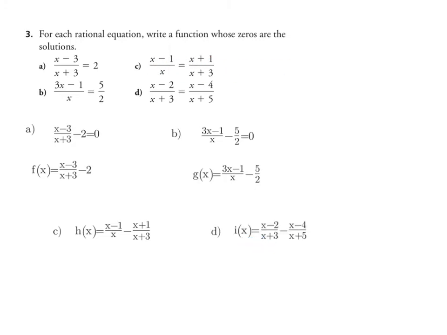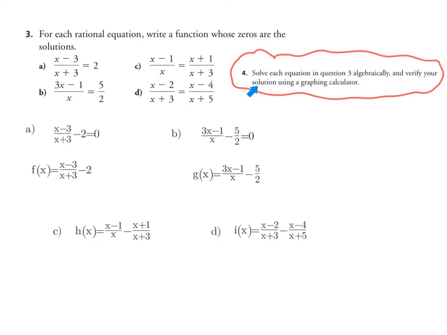And for part D, you can see it's simple. I just say I of x equals x minus 2 over x plus 3 minus x minus 4 over x plus 5. Just bring everything to the left, and then just let your function equal that. And then the zeros of this are your solution to this. And there it is. I should have known.